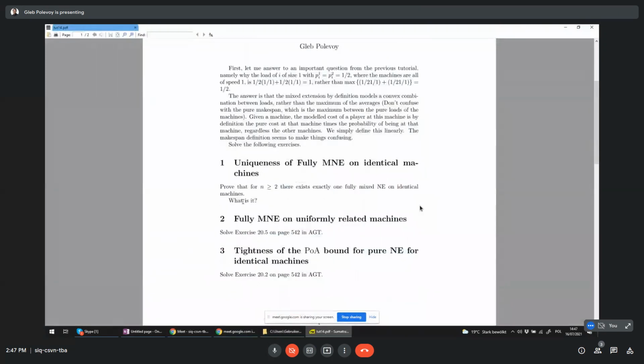Now, the question was to prove that a fully mixed Nash equilibrium on identical machines can be only this one. I remind you that fully mixed means that everyone's support is all the strategies. Every player gives a strictly positive probability to each strategy. And the question is, which fully mixed Nash equilibria exist?